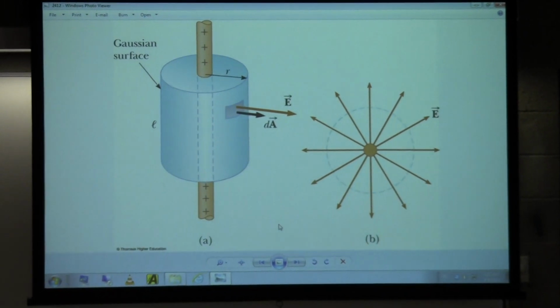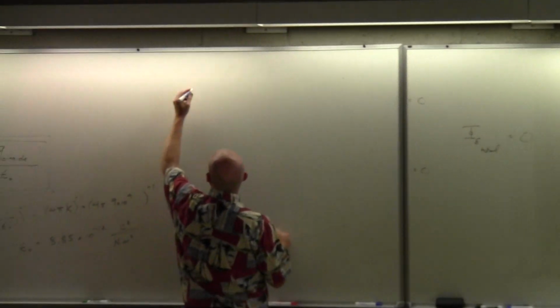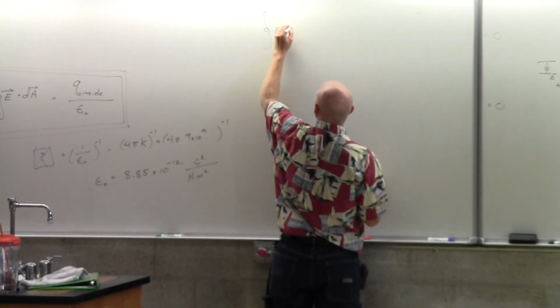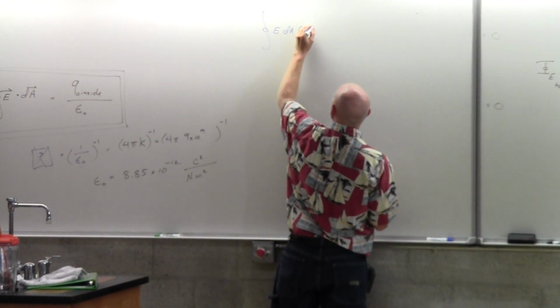So, let's do our first calculation here. I'm going to say, start with the closed surface, and start by taking the dot product.